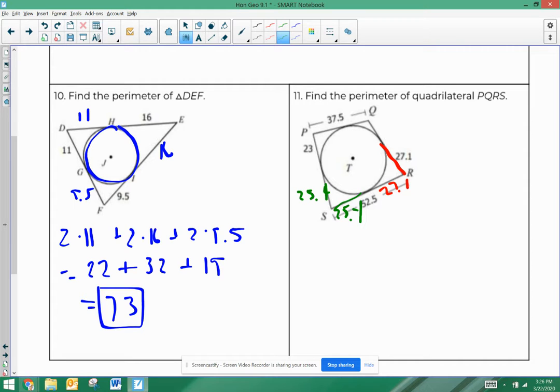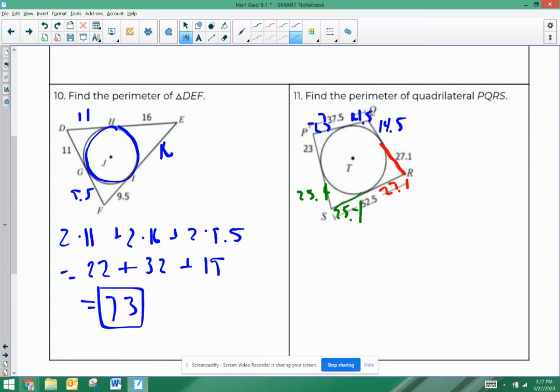Cool. 23 there. So if I subtract 37.5 minus 23, this is 23 also. That's what that looks like. 14.5. And then that's also 14.5. All right, so it looks like I have everything accounted for.